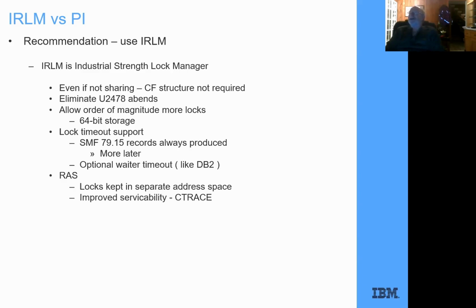And whether or not you turn it on, you get metrics in terms of lock waits, long lock waits in SMF 79 records. They're always produced with IRLM, assuming that you have the z/OS system set up to receive them. Optionally, you can turn on a wait or timeout like DB2. We'll talk about that.